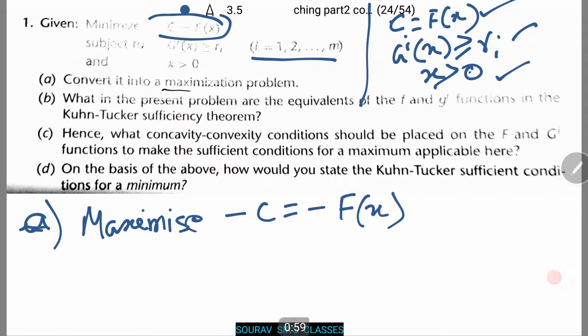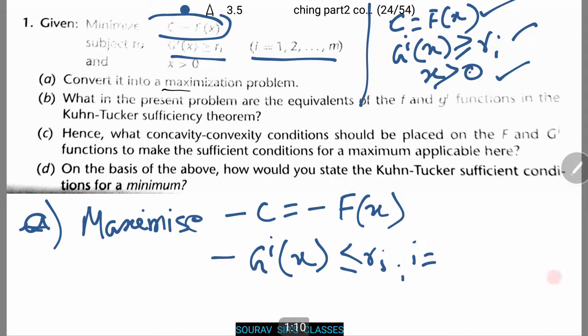Now we do the same for the constraints that are given, that is minus g^i(x) less than or equal to minus r_i, where i goes from 1 to m. Notice the inequality has changed since we have multiplied by a negative number on both sides of this equation. For x, however, there is no change, because x is the input variable in this problem.